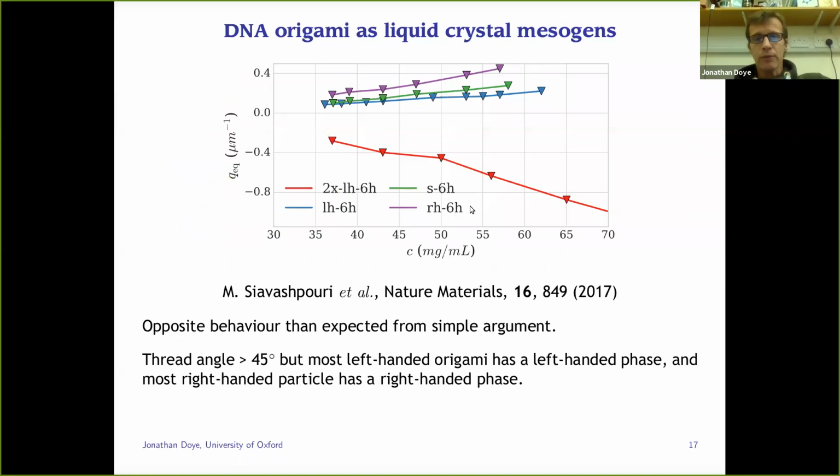And these are Zvonimir's experimental results. Particularly, he found that the most left-handed one had a left-handed pitch. What we've plotted here is 2 pi over the pitch, the inverse pitch. Negative is left-handed and positive is right-handed, so 0 would correspond to something that is achiral. So the left-handed one has a left-handed pitch, and the most right-handed one has a right-handed pitch to the cholesteric.